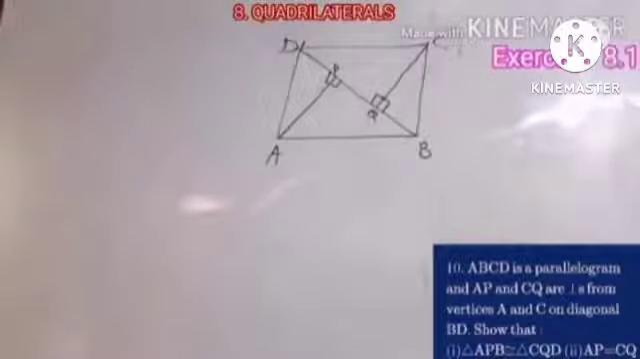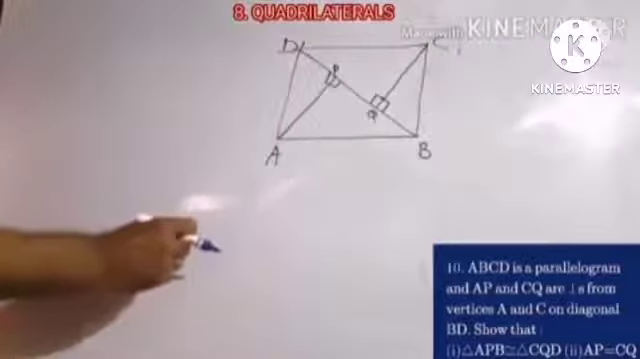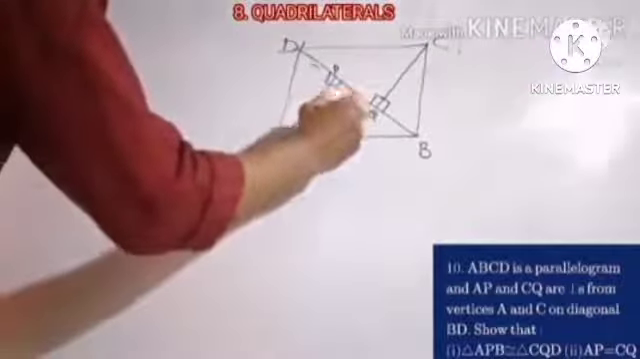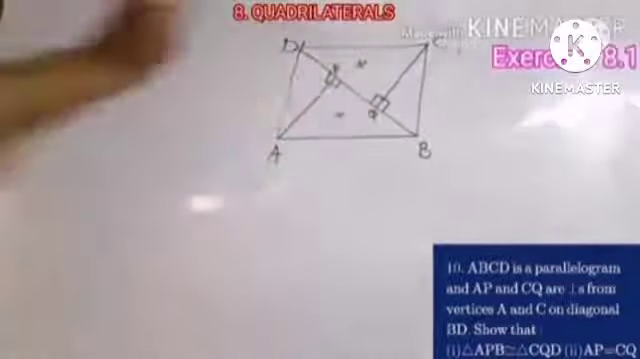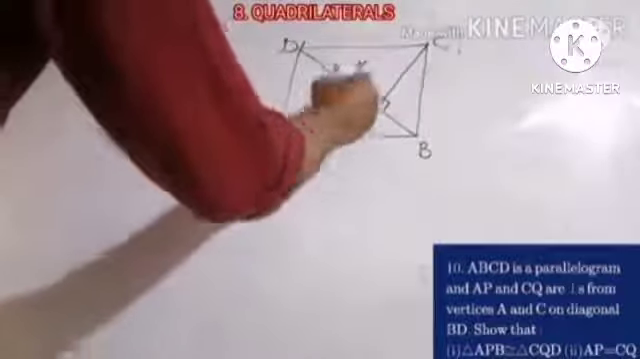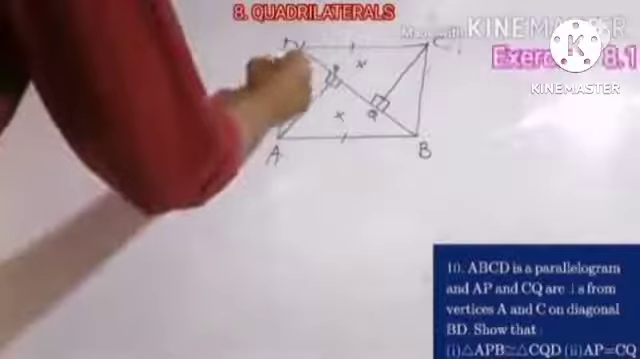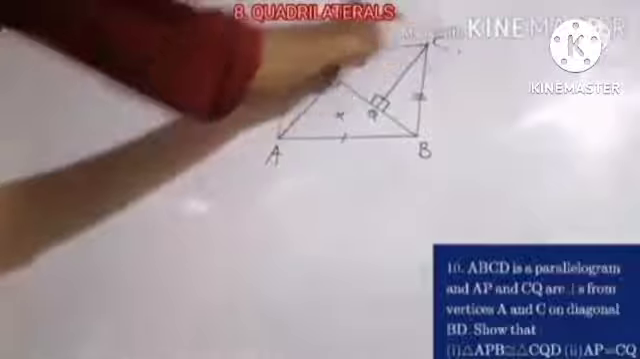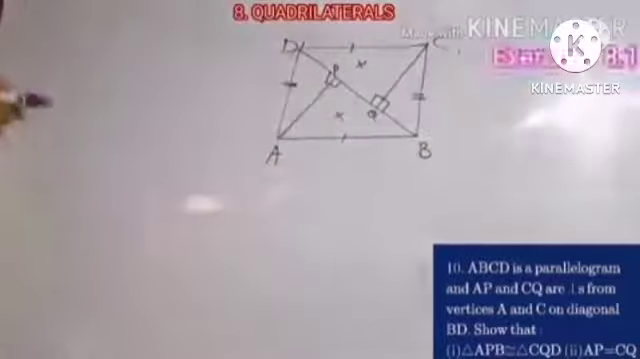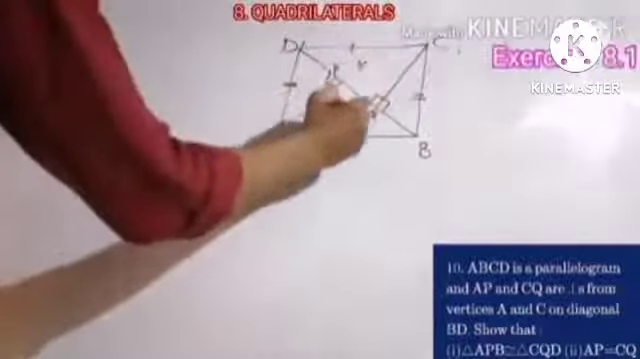Perpendiculars AP, CQ. First, to prove triangle APB is congruent to triangle CQD. So first we prove these two triangles are congruent. It's very easy to prove because we know that in a parallelogram opposite sides are parallel and equal. So AB equal to CD, and AD equal to BC.